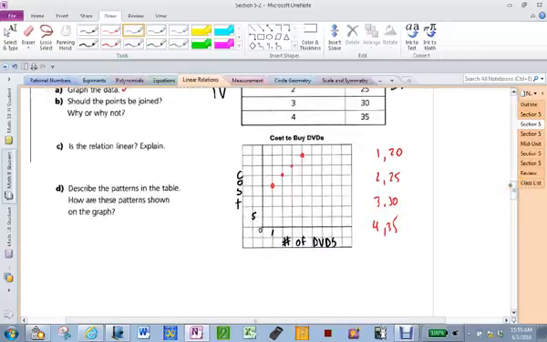Omar, can I go to the store and buy half a DVD? No. So, at this point, which is half a DVD, can there be any amount of cost for half a DVD? No. So do I connect the line? No. Can't buy half a DVD.